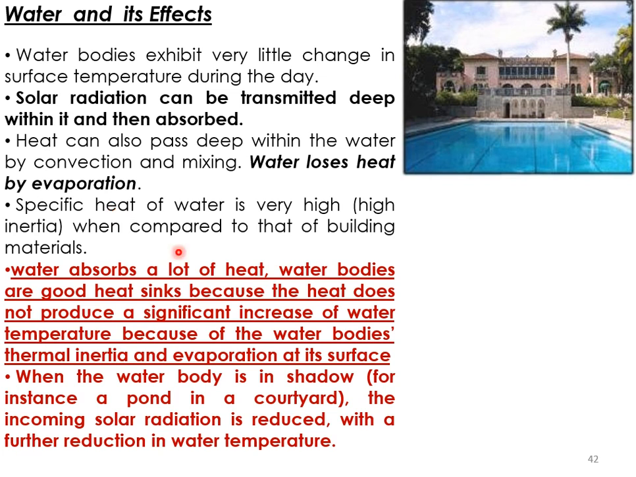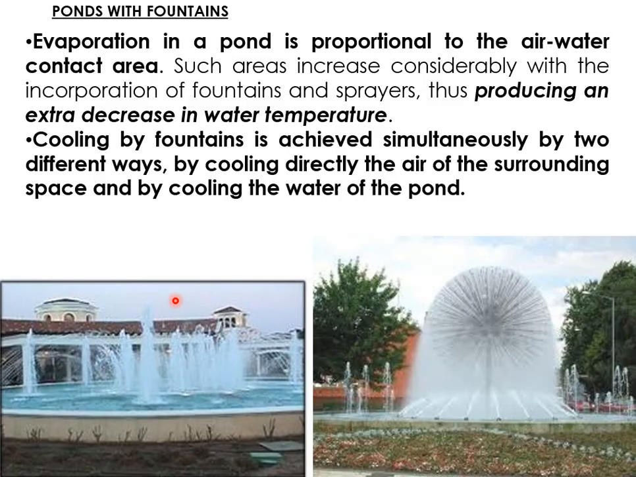So when the water body is in shadow, for instance a pond in a courtyard, the incoming solar radiation is reduced with a further reduction in the water temperature, and the water body is also acting as a heat sink. We generally call them a heat sink. It can absorb a lot of heat, and it can retain the heat for a longer time till the night, and then it will slowly re-radiate the heat. So of course it can produce a better microclimatic condition.